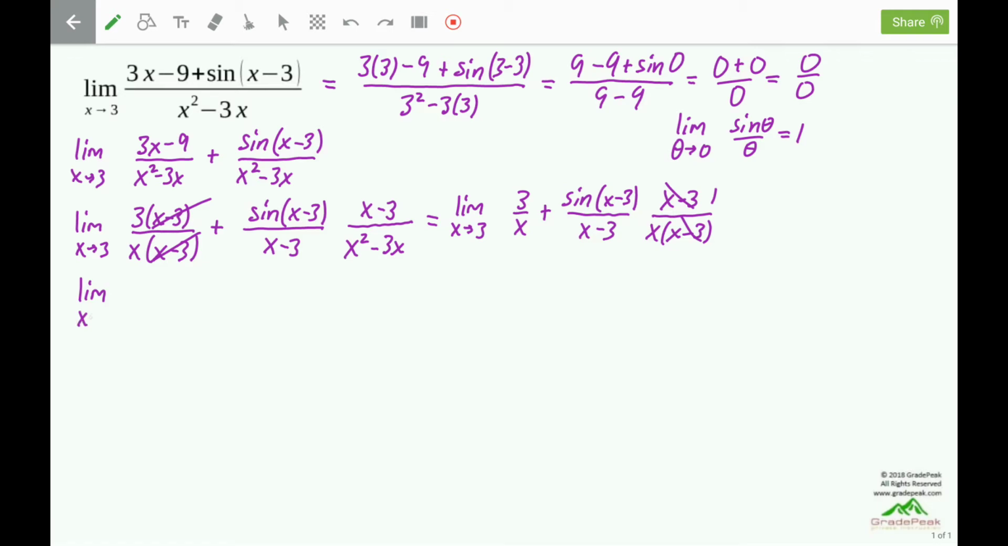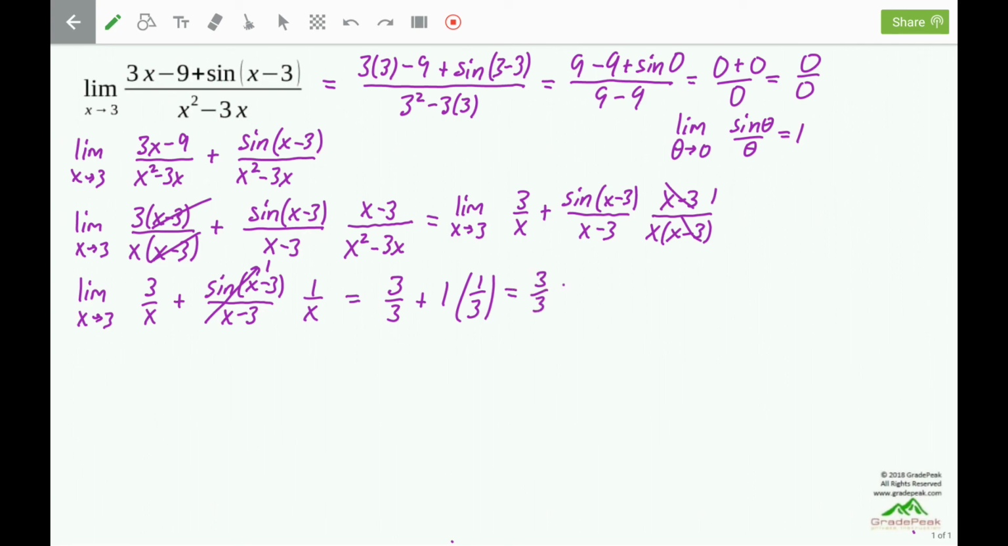So that will give us limit as x goes to 3 of 3 over x plus sine of x minus 3 over x minus 3 times 1 over x. We have now eliminated all the 0 over 0's except the phase matched sine function, which we know that limit's a 1. We can make that limit a 1, and we can now plug a 3 in for the remaining x's. That will give us 3 over 3 plus 1 times 1 over 3.